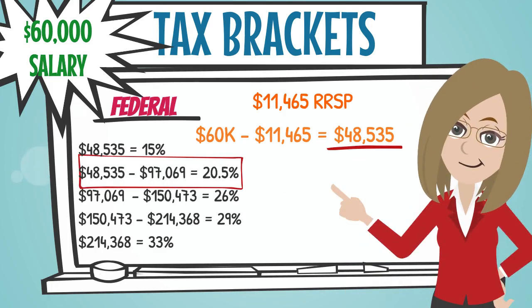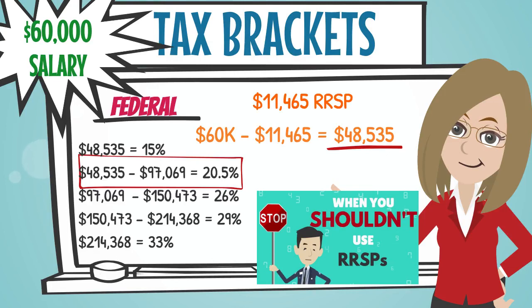However, RSPs don't always make sense even at the $60,000 income range. If you haven't checked it out already, we have a great video on when RSPs do and don't make sense, giving you some really great examples of when RSPs may not be the right fit for you.